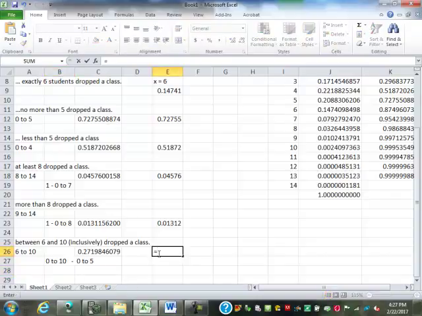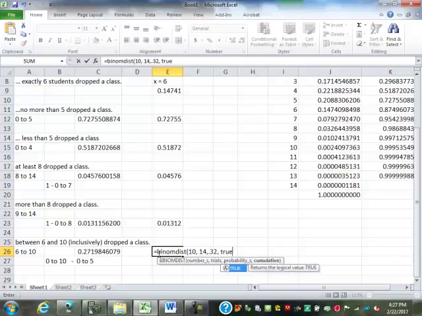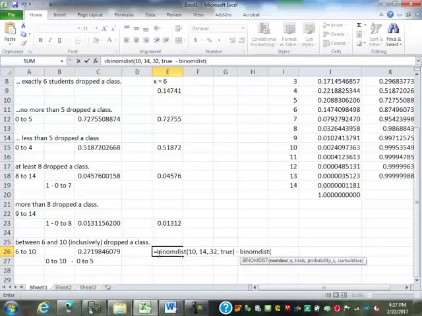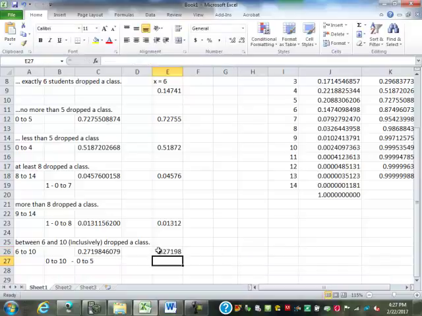So equals binomial dist. 10 is going to be our first one. 14 trials, 0.32, and true. That's giving us the probability from 0 all the way up through 10. Now we have to subtract out binomial dist. We want to include the 6, so we're subtracting out up to 5. 14, 0.32, and true. And there we go. We see we get that same probability.